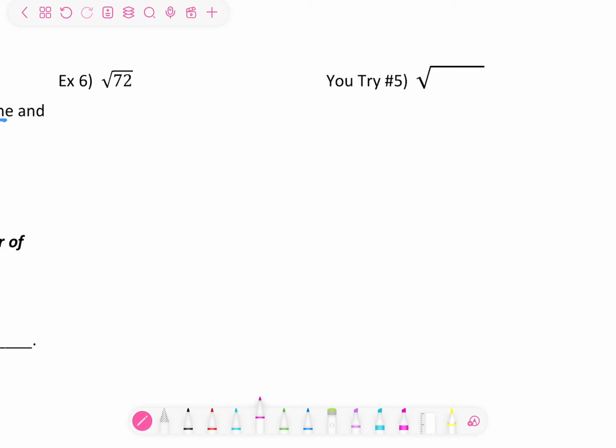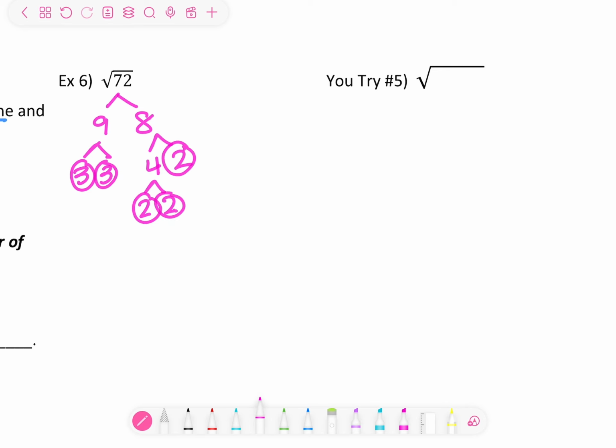So 72, there's a lot of ways to start this. I'm going to start with 9 times 8. 9 is 3 times 3, both prime. 8 is 4 times 2. 2 is prime, 4 is not. Keep going. 4 is 2 times 2. Keep in mind that the prime factorization is primes only, right? So you need to ignore all these composite numbers that you broke down. Okay, those don't matter right now. 72 as well. None of those matter right now. We just want our prime factorization.